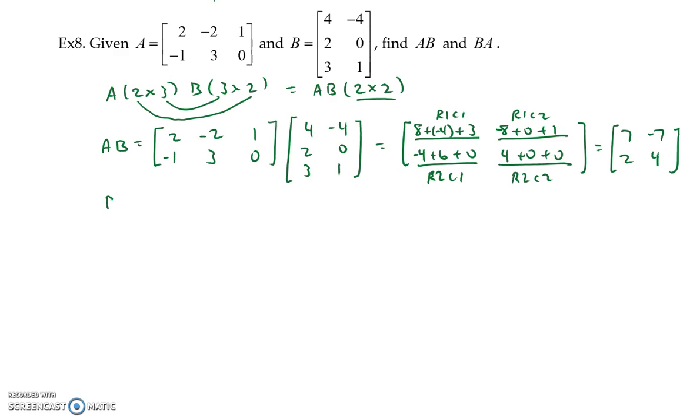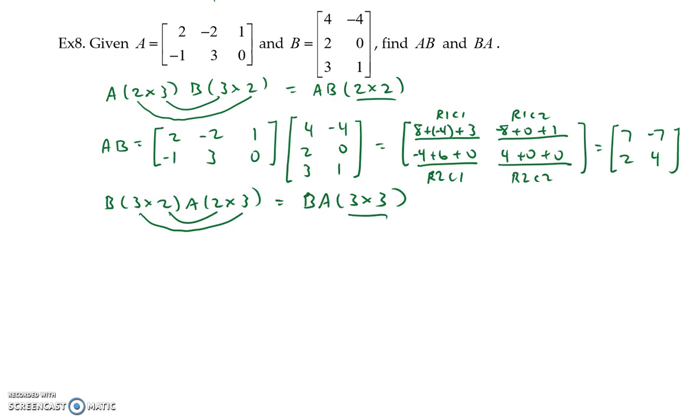B is 3 by 2. A is 2 by 3. The inner numbers agree. The outer numbers therefore tell us the order of the product. B times A would be order 3 by 3. So in this case, when you change the order, you can still do the multiplication, but you get a larger matrix. You get a 3 by 3 matrix rather than a 2 by 2. Again, this is par for the course when it comes to multiplying matrices.